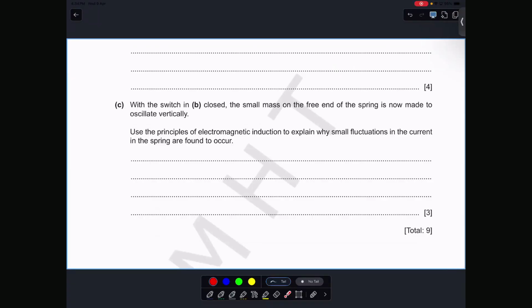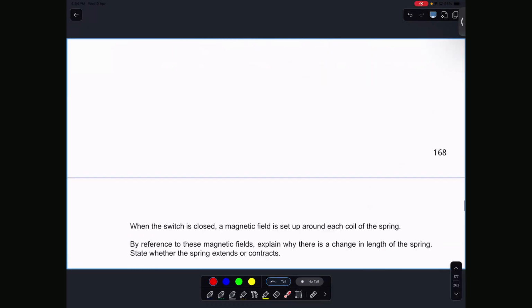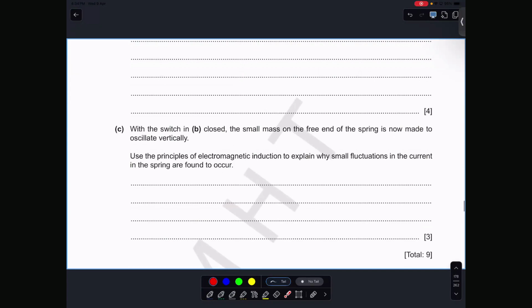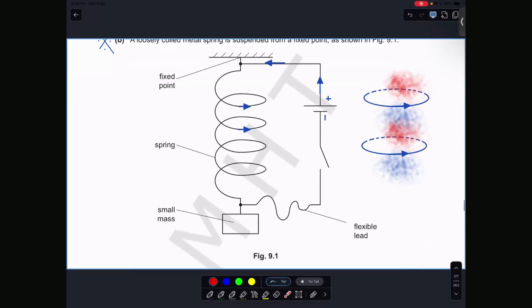With the switch in B closed, a small mass on the free end of the spring is now made to oscillate vertically. Switch close করে, we make it oscillate vertically. With principles of electromagnetic induction, explain why small fluctuations in current in the spring are found to occur. Right. So তুমি যদি এই ব্যাটারিটাকে ক্লোজ করে you give it a small oscillation, দেখবে যে কারেন্টটা ফ্লাকচুয়েট করে। কেন?